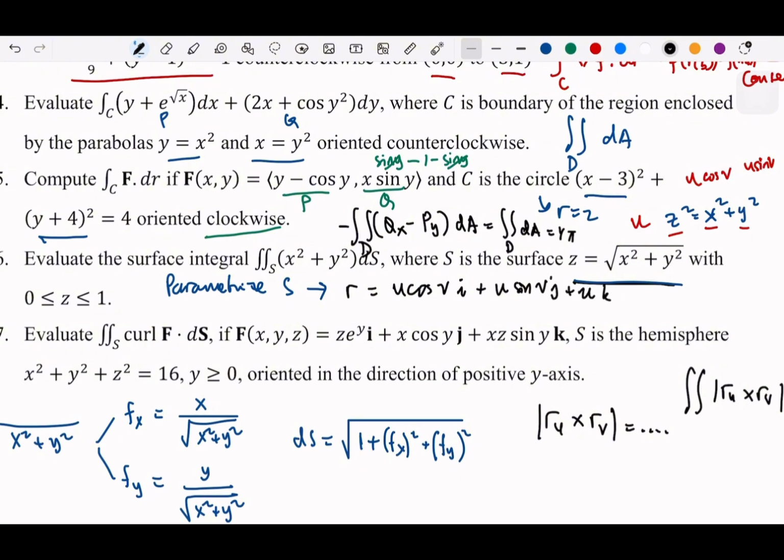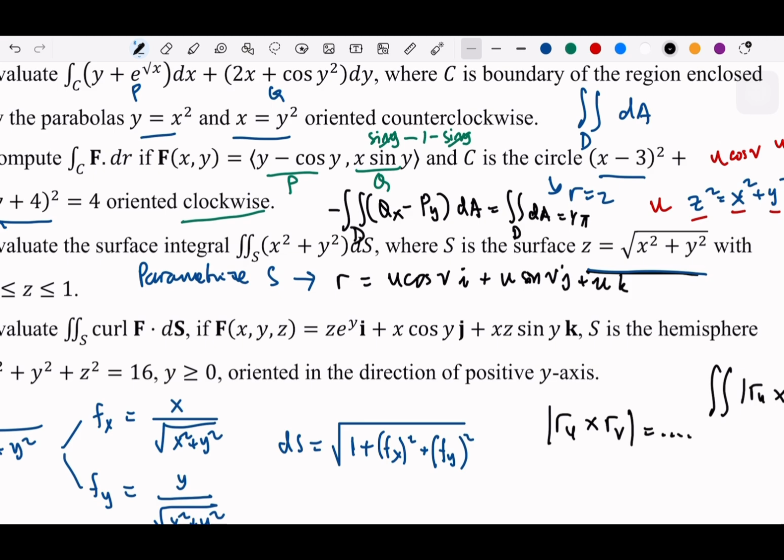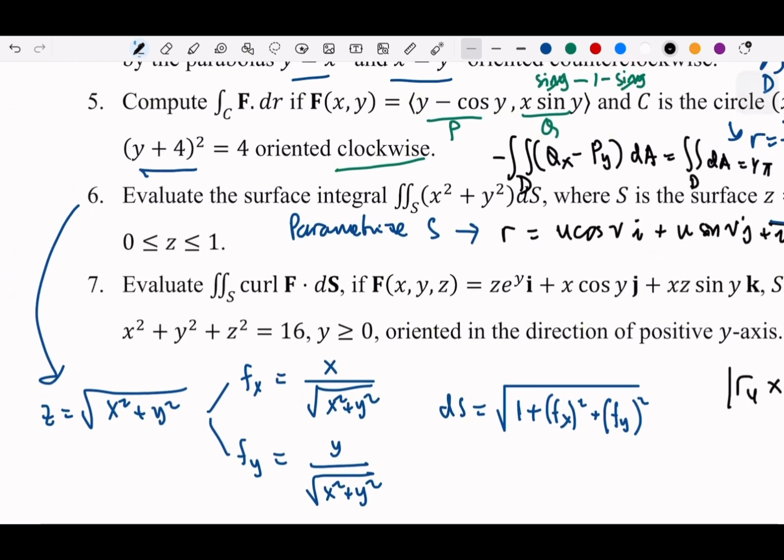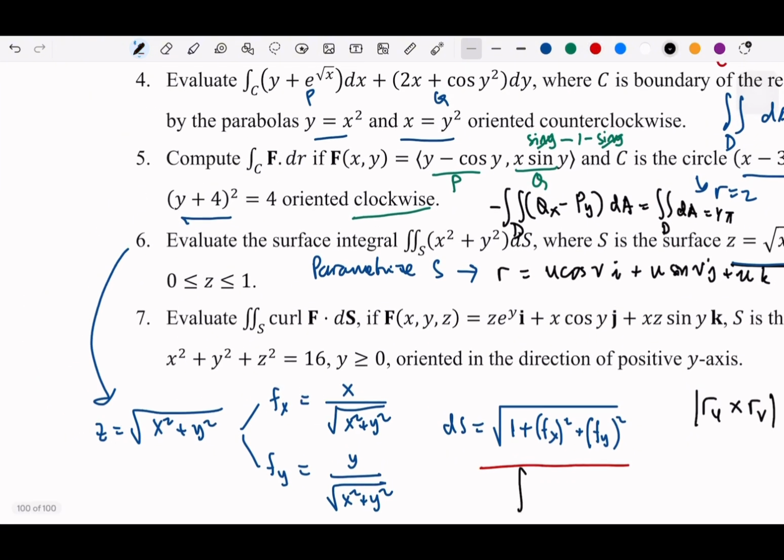And then we take the partial with respect to U, the partial with respect to V, take the cross product, take the magnitude value, and that's long. So I will just give you the alternative solution. We can directly see that the dS could be taken as just this surface area. And then basically, the surface integral of this X squared plus Y squared dS, we can take this.